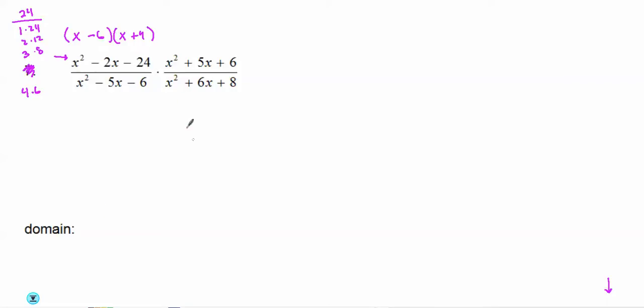Let's look at the next numerator. We're going to factor this part here. We need to multiply to 6, and we need to add. And this time we're going to add to make 5. So we have 1 and 6, 2 and 3. We're going to add to make a +5. That is this set of numbers. So we're going to use a +2 and a +3.